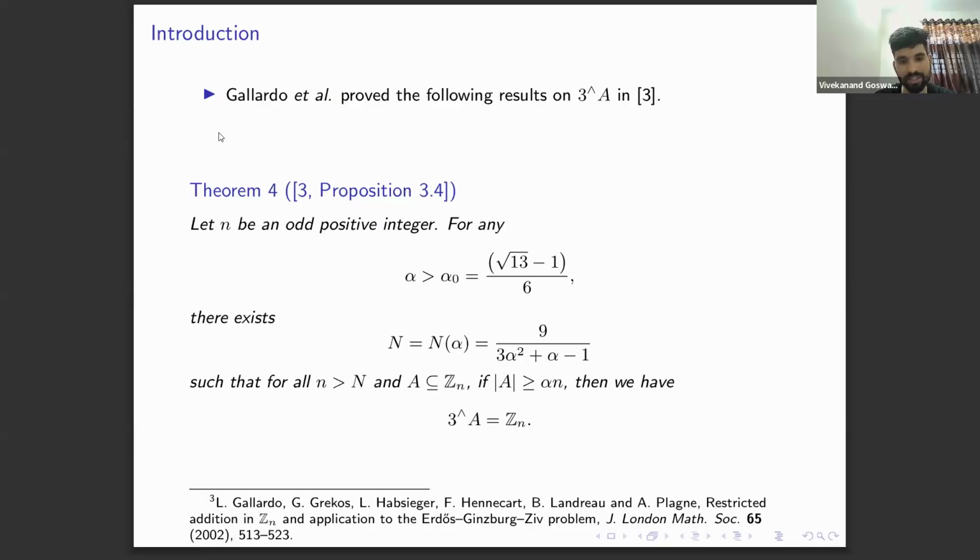Then in 2002, Gallardo and co-authors proved the following result for 3 hat A in a finite cyclic group of odd order. For any alpha greater than 0, there exists n_alpha such that for all n strictly greater than n_alpha, if the cardinality of A is greater than or equal to alpha n, then 3 hat A is equal to Z_n.